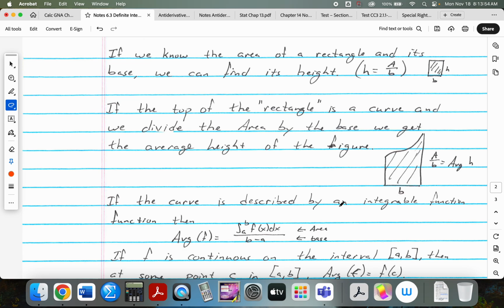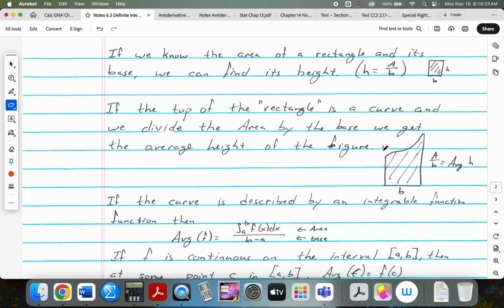So taking you back to some basic geometry ideas. If we know the area of a rectangle and we know the base of the rectangle, we can find the height, right? The height is going to be the area divided by the base. So what if instead of being an actual rectangle, and again, that's why that's in quotes, the top of the rectangle is a curve, and we divide the area by the base? What we're getting is not the height of the rectangle, because there's not a single height to the rectangle. What we're getting is the average height of the rectangle.